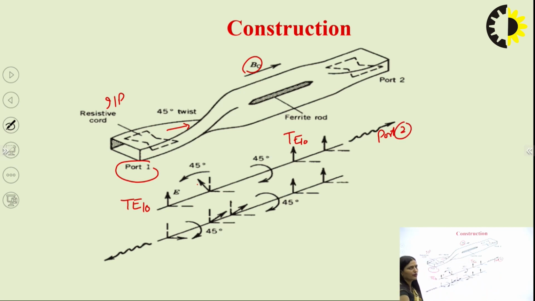In some types of isolator, this type of construction is also provided, where a 45 degree twist is given by the geometry itself, right, at the input port.